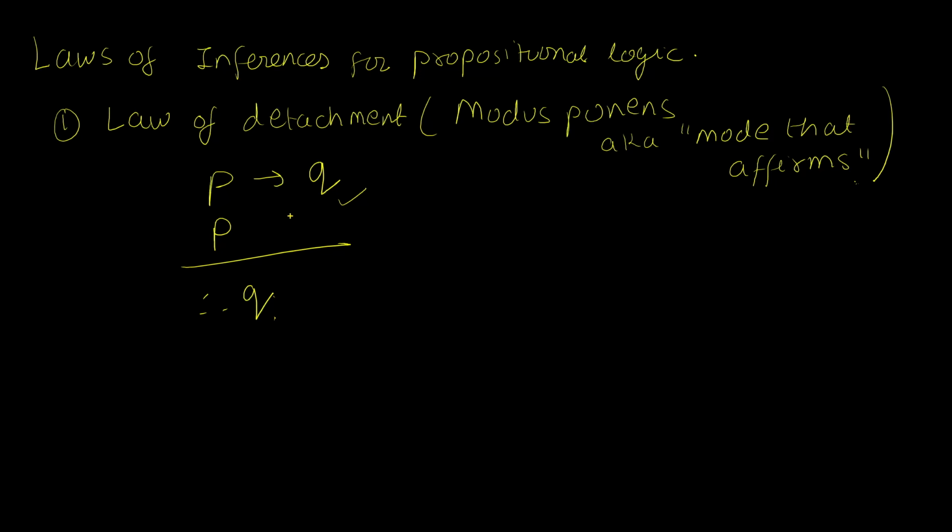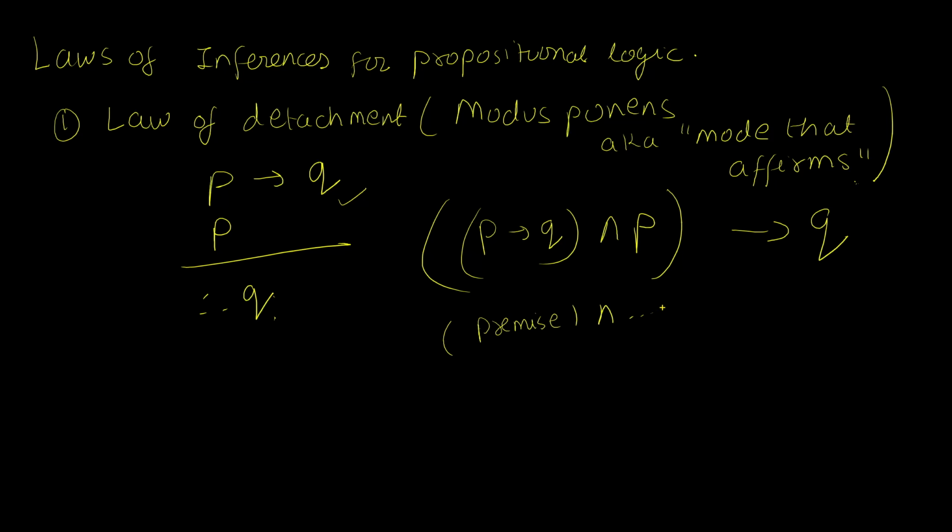And the proper and more compact way to represent the law of detachment is as follows. We say that if P implies Q and P, if both of these things are true, I can use this to imply Q. This should not be confusing at all. All we are doing here is taking all of our premises in conjunction, and then we mention that the conjunction implies the conclusion. This is the same as saying if all of these premises are true, then the conclusion is also true.